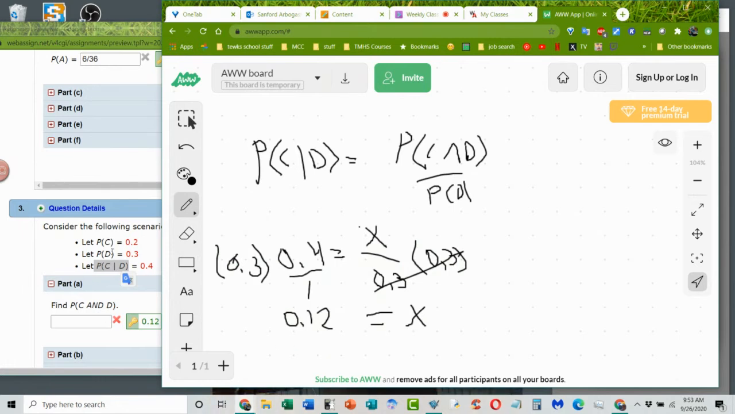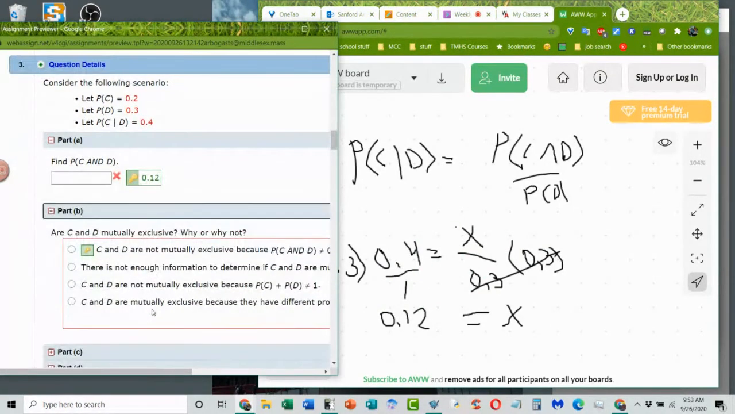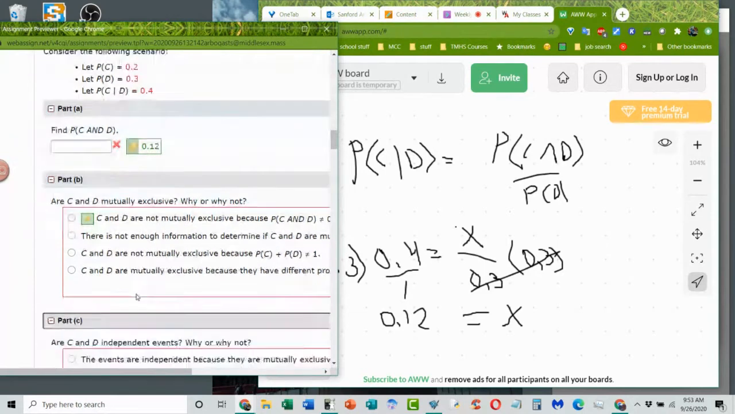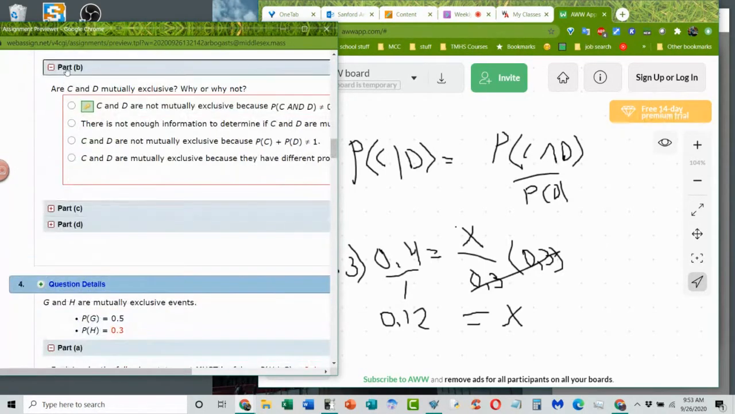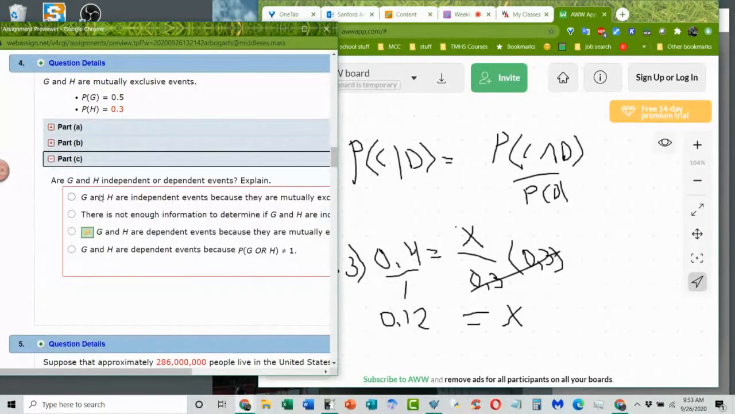So if they had been independent of each other, there would have been 0.06, but this tells us that they're not independent of each other. There are dependent probabilities, and one has some effect over the other one. So we can solve using algebra for the unknown. And then they ask, are they mutually exclusive? Are they independent?